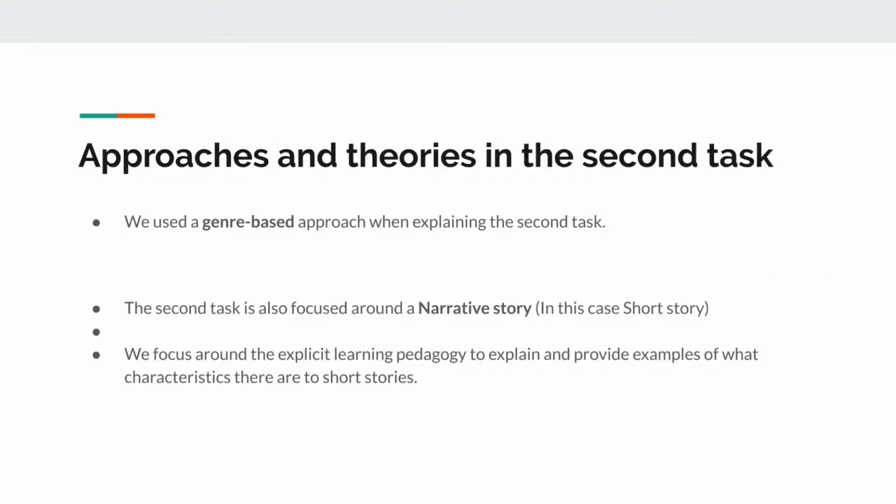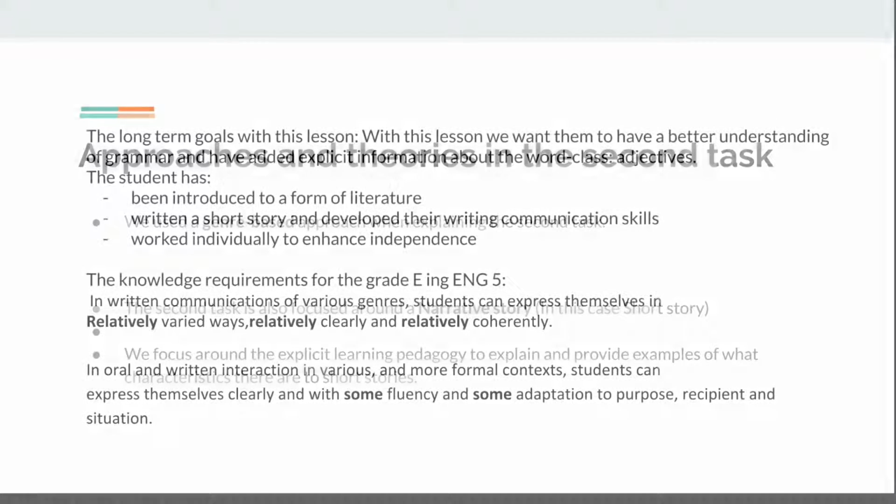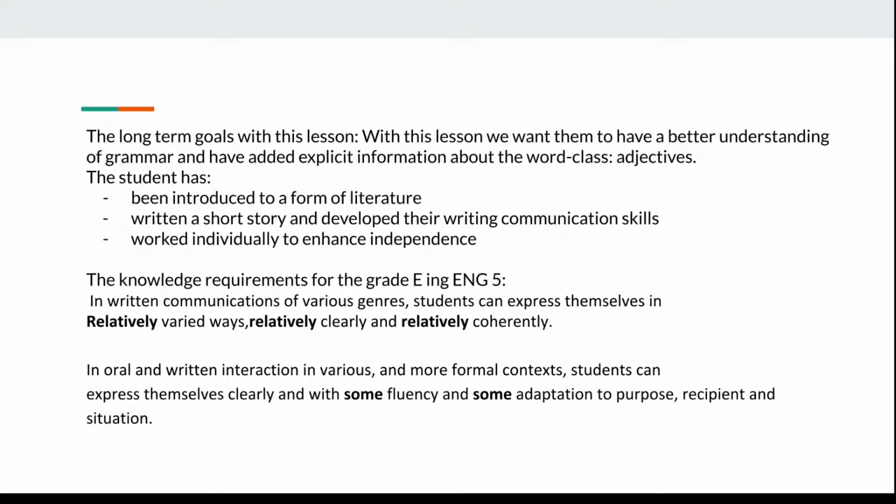Approaches and theories in the second task. We use a genre-based approach when explaining the second task. The second task is also focused around a narrative story, which in this case is a short story. A narrative story follows a personally narrated text type. We also focus around the explicit learning pedagogy to explain and provide examples of what characteristics there are in short stories. This is combined with a genre-based approach.